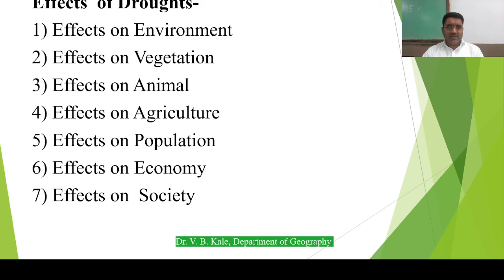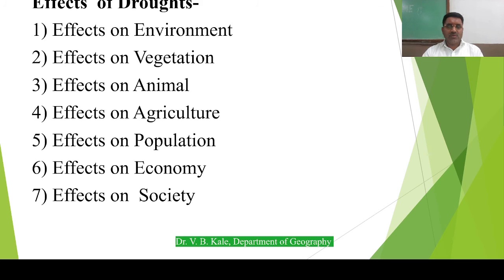Effect on agriculture. We are very familiar with drought in regard to agriculture, because whenever there is a shortage of water or rainfall in Vidarbha and Marathwada, agriculture completely collapses. That is the effect of the drought on agriculture.